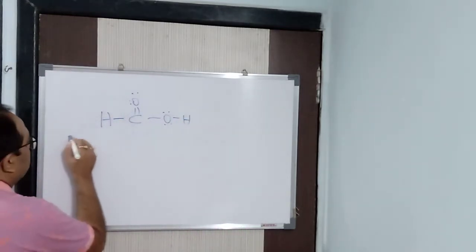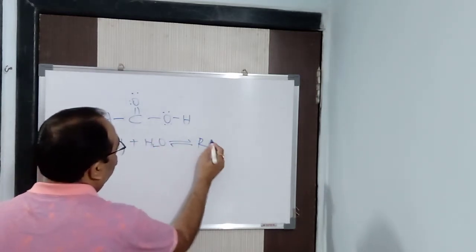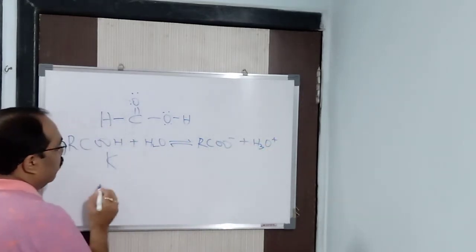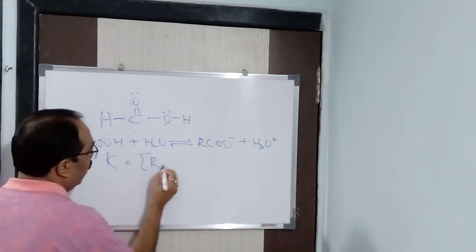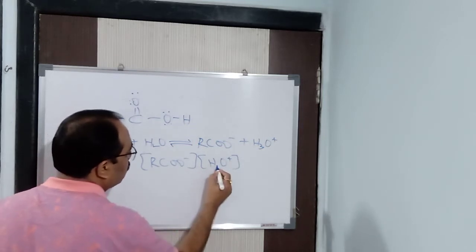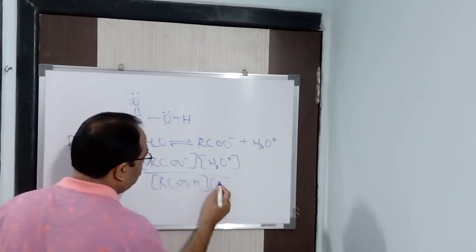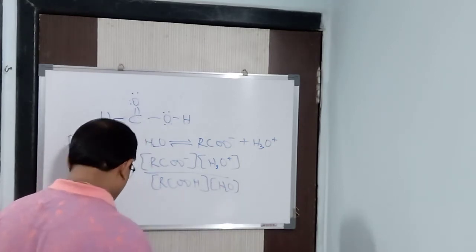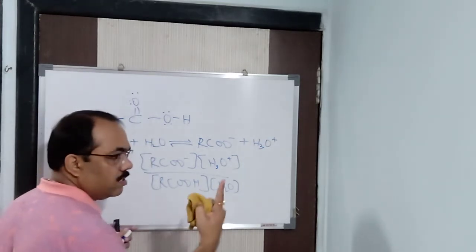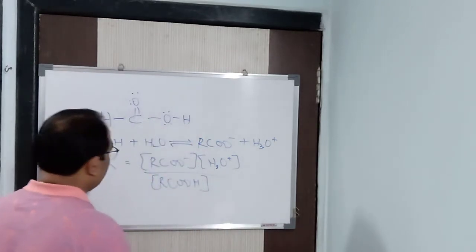Let us take any acid, RCOOH, when it reacts with water. What will it give? RCOO minus plus H3O plus. Now we'll calculate the value of K. K is nothing but the concentration of RCOO minus into the concentration of H3O plus, divided by the concentration of RCOOH into the concentration of water. Now we know that water is generally present in excess. Its concentration is 1 or unity, so we'll drop it. And at that time, what will I be getting?